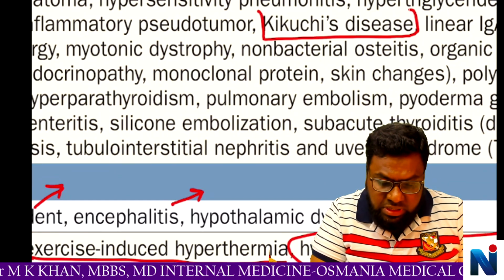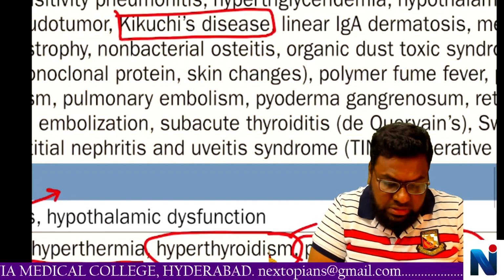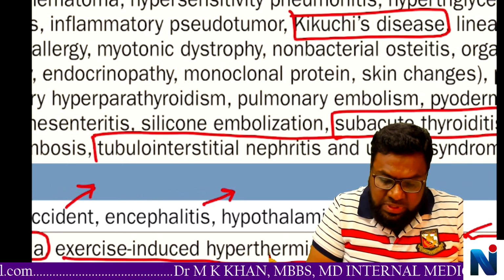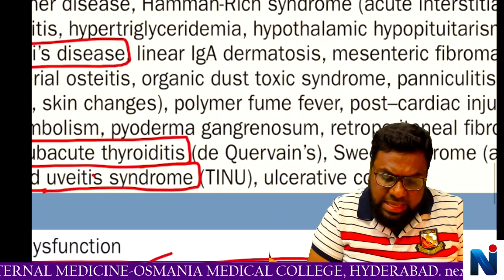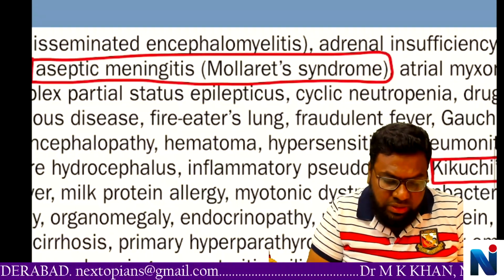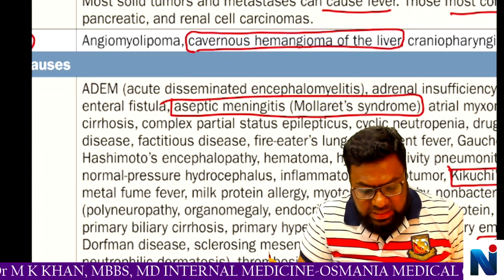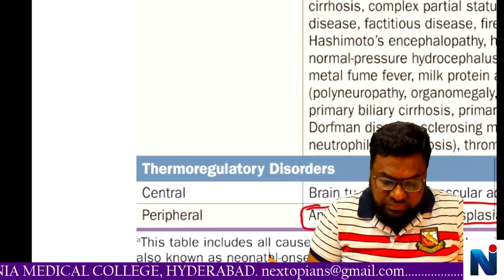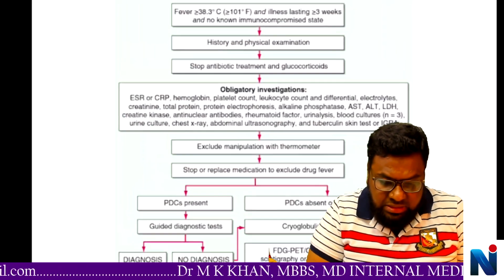Kikuchi disease. Have you heard of Kikuchi disease? Then the subacute thyroiditis. Then TINU, that is tubulointerstitial nephritis, diagnosed by tubular casts, protein casts, and uveitis syndrome, TINU syndrome. Then gastroenterology causes like ulcerative colitis. So all these are important causes. System wise, you'll have to remember, all cardiac causes are there, neurology causes are there in this table. Please remember, these are the miscellaneous causes of pyrexia of unknown origin. All right. Next we'll discuss this table.